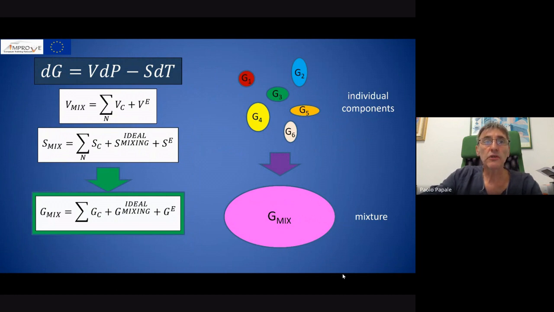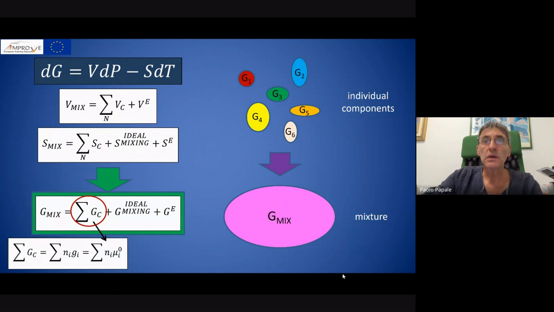Thus, the Gibbs energy of a mixture is the sum of three terms. The first term is the summation of the individual Gibbs energies of the components. When partially derived in pressure, this becomes the summation of the individual volumes of the components. And when partially derived in temperature, it becomes minus the summation of the individual entropies of the components. More in detail, and recalling that molar Gibbs energy is chemical potential, this term involves the summation of the chemical potentials of the individual components, each multiplied by the corresponding number of moles.